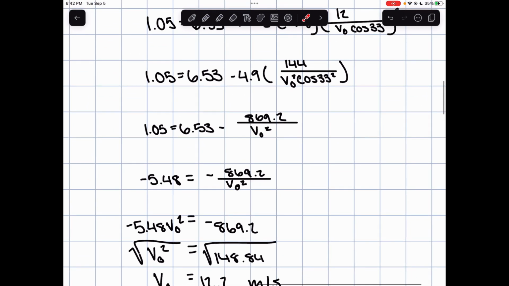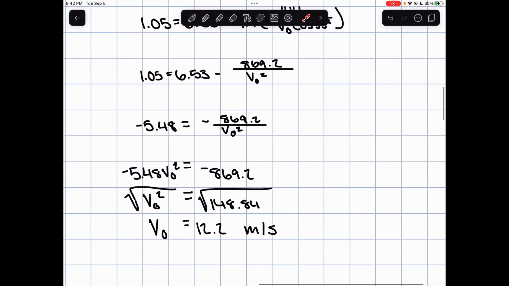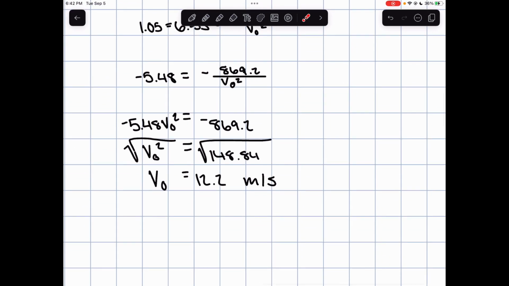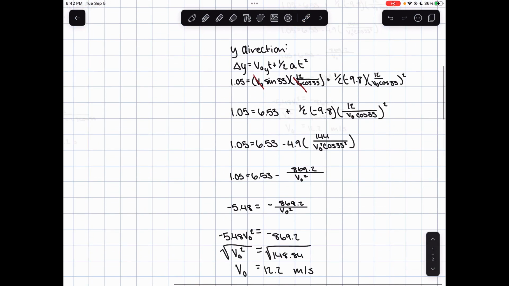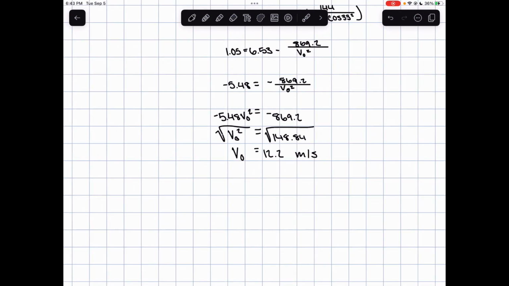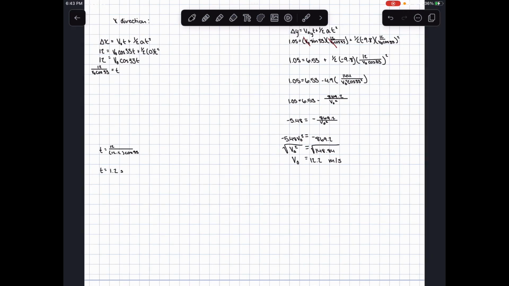So then on to our next step, we subtract 6.53, you get negative 5.48 equals negative 869.2 over V naught squared. From there, it's just doing the algebra: multiply V naught squared by both sides, divide by negative 5.48, then take the square root to get V naught equals 12.2. So our answer to the problem is going to be 12.2 meters per second.